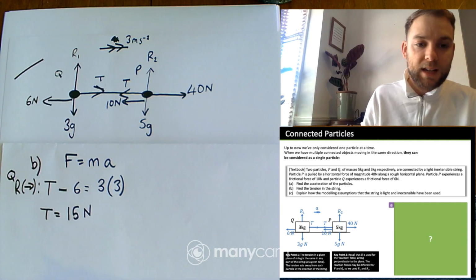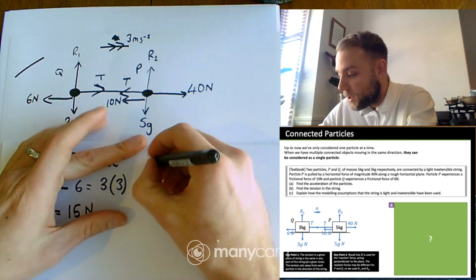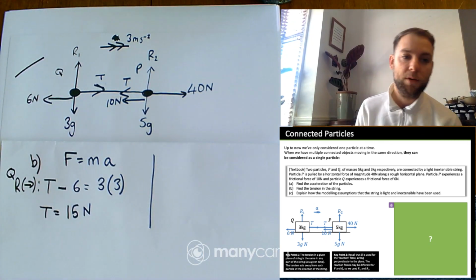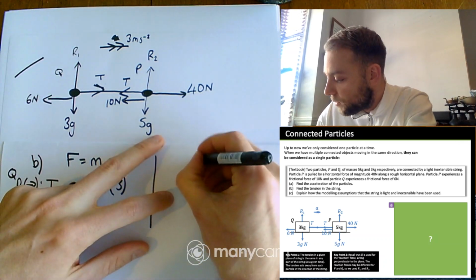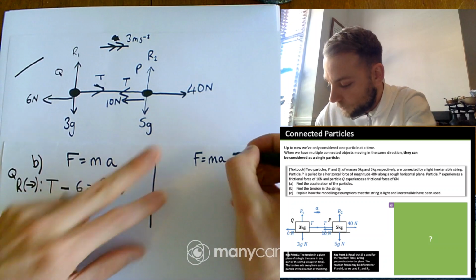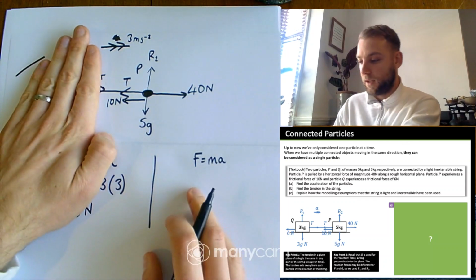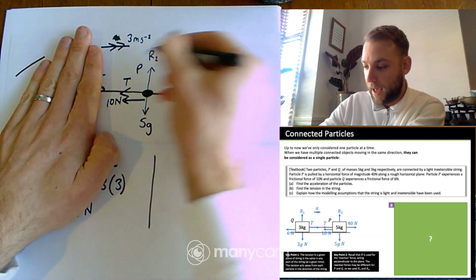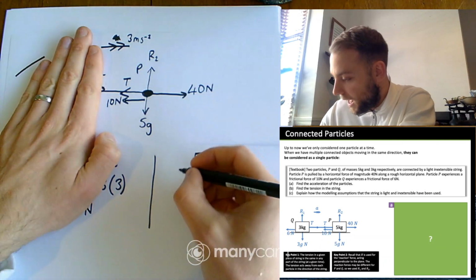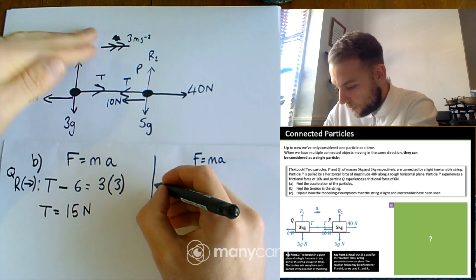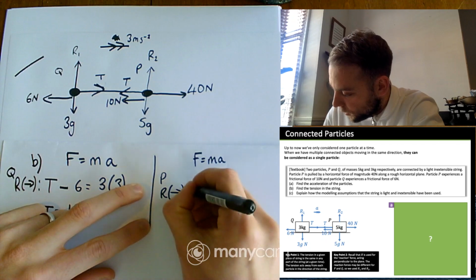Now, I said to you, it doesn't matter which particle you use on this. I'm just going to prove that. You don't need to do this. You only need to do it for one, but I will prove that it works for both as well. So again, we're using F equals ma. And this time I'm just going to take P. Okay, I'm just going to think about this one. So here for P, let's write down P, and I'm resolving with my forces going right.